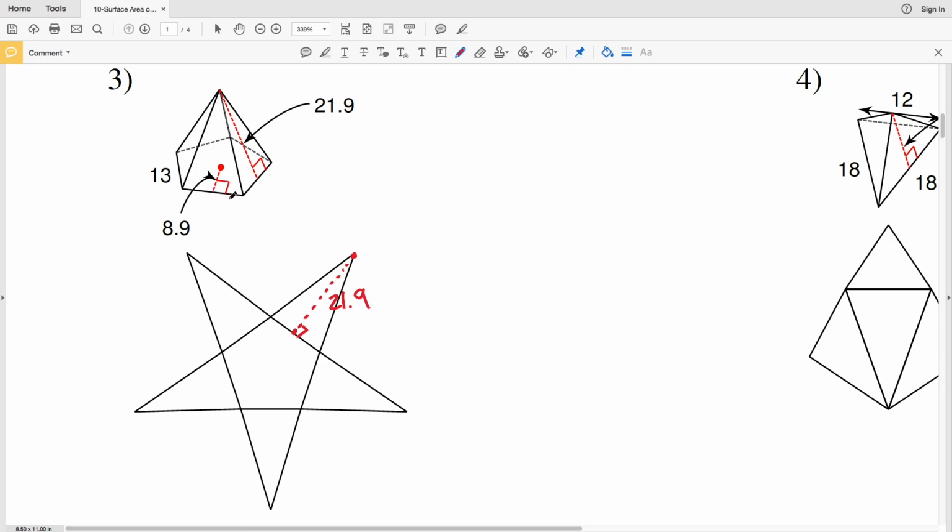Now let's look at the base of this pyramid, since we took care of slant length. It says that each side would be 13. So the side length is 13, and this side would be 13. It also gives us the apothem, which is from the center of the polygon perpendicular to the edge of the base, or one of the sides of that polygon, and that's 8.9.